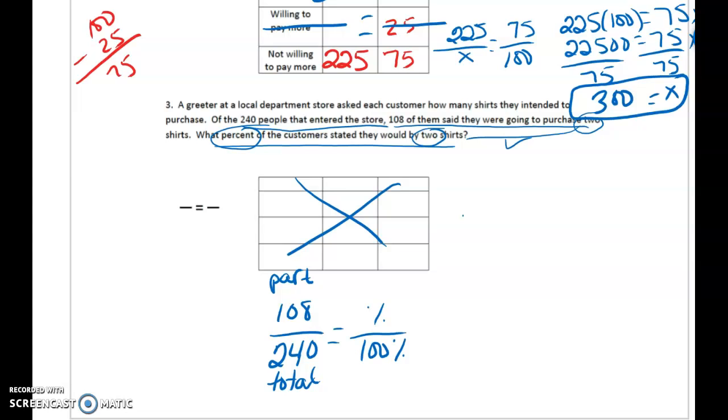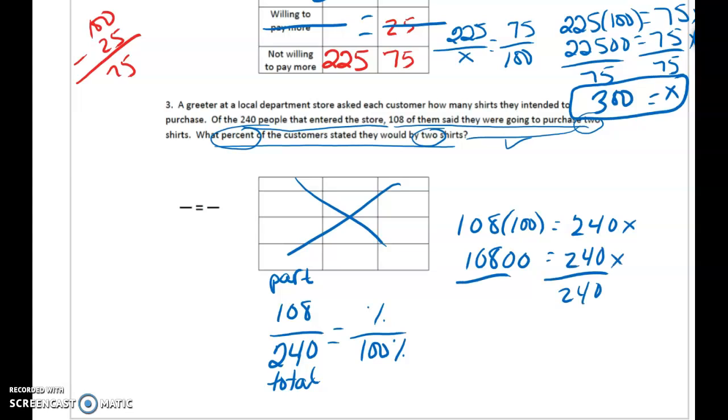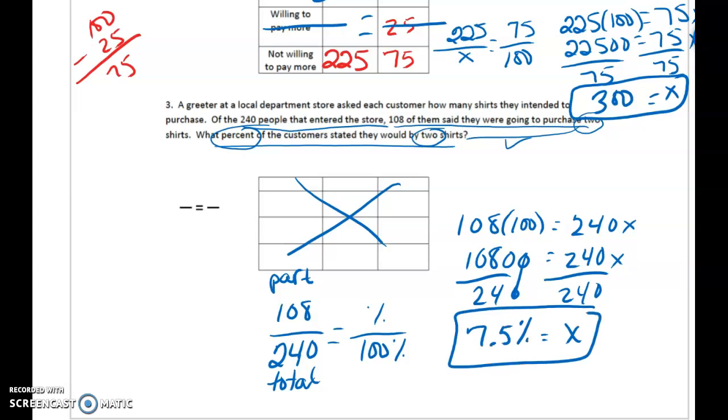So my percent equation is 108 times 100 is equal to 240 times x. So 10,800 equals 240x, and we're going to divide by 240. And when we do that, we get a very tiny number. X is 7.5, and that happens to be a percentage.